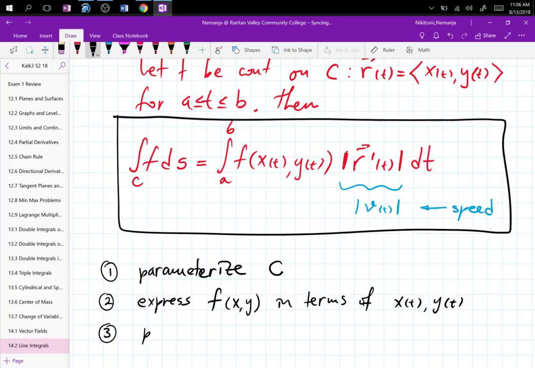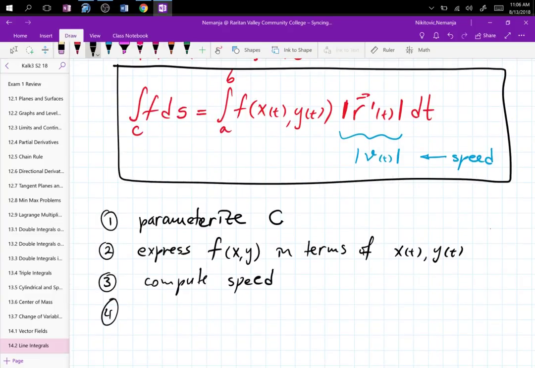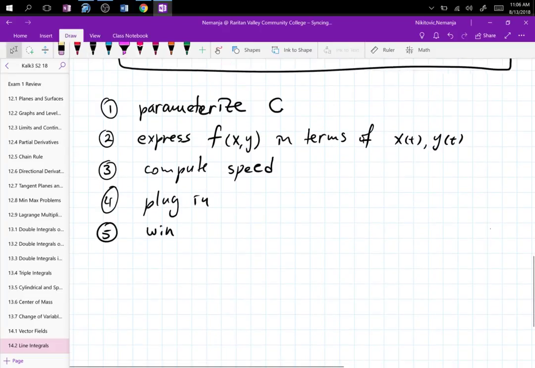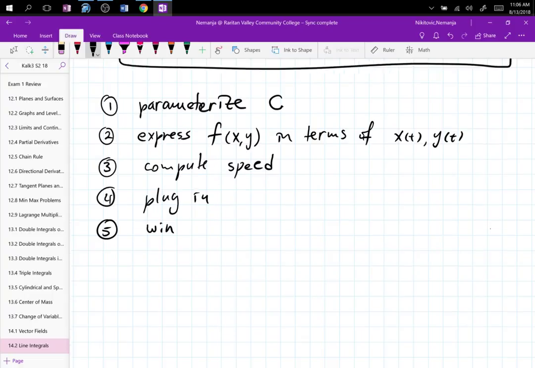Three, compute speed. Four, plug in. Five, win. There you go. That's your steps. You can replace the word win with profit, whatever. I don't know. It's the end of the problem.